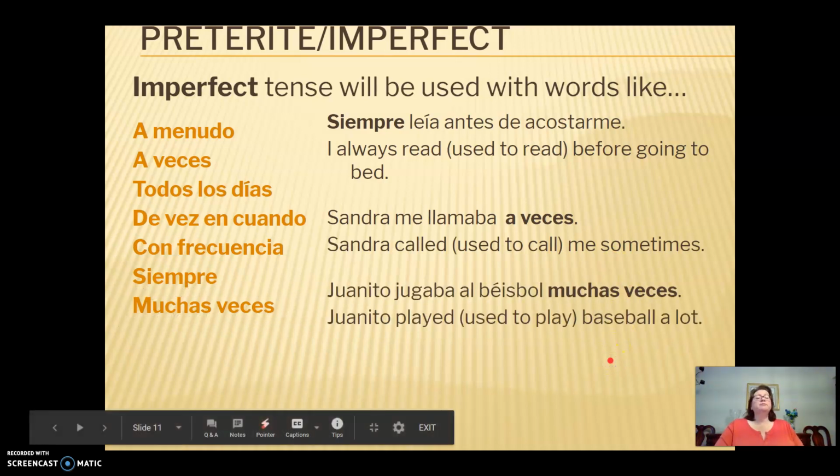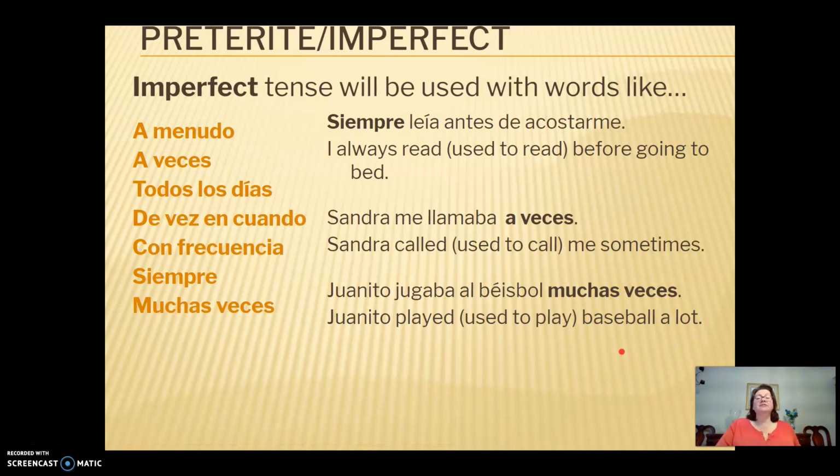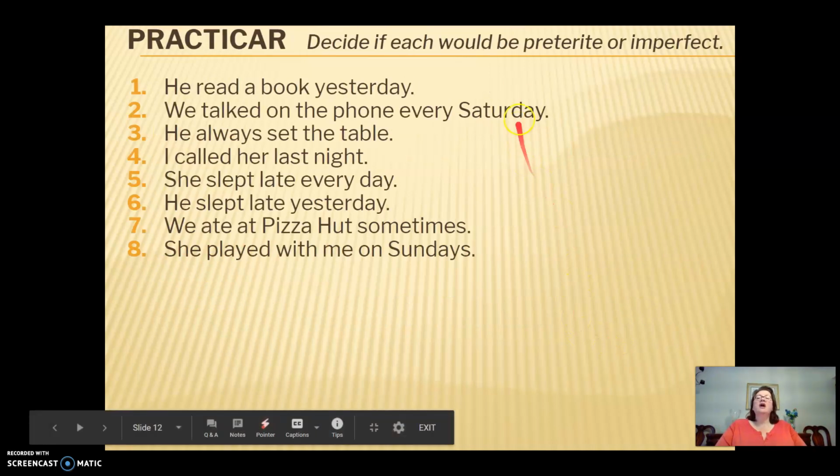Juanito jugaba al béisbol muchas veces. Juanito played or used to play baseball a lot, many times. Again, I don't know how often it happened. I know that it happened repeatedly. That's the imperfect. All right, so let's practice.